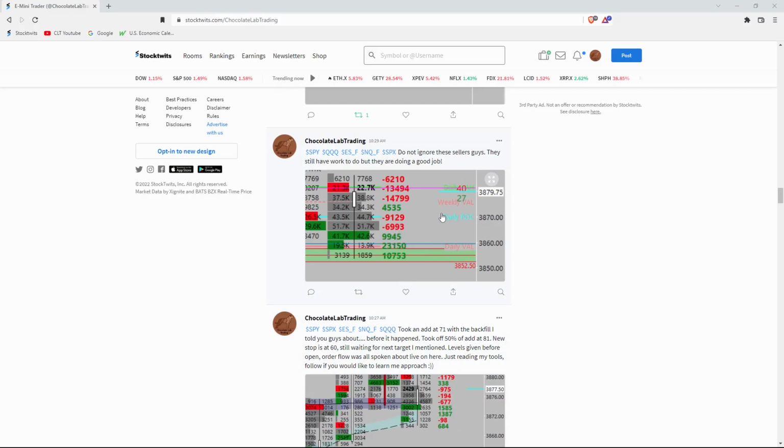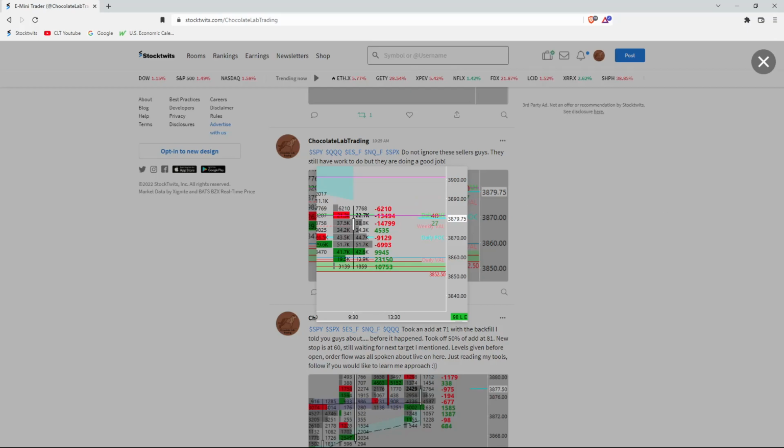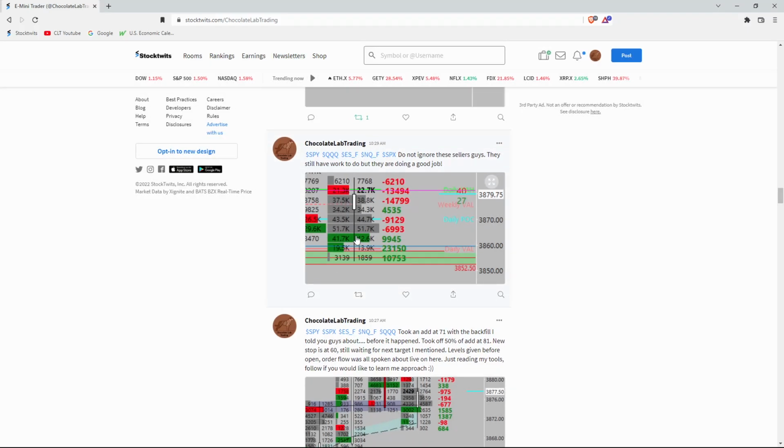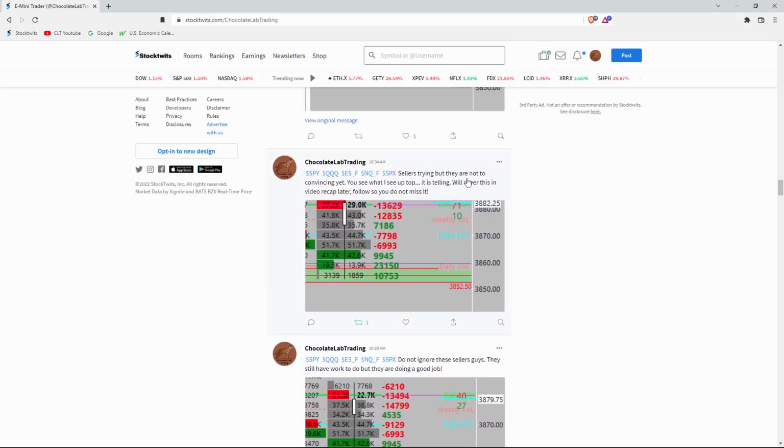Okay, so as we started pulling up, I said do not ignore these sellers, guys. They still have work to do, but they're doing a good job. I won't pull up the full picture for this because I'm just trying to point out this volume node. No huge selling imbalance, no exhaustion on the top, but nonetheless, you can see on the tape that sellers are active and they're trying. So you've got to keep an eye. Sellers trying, but they are not convincing yet. You see what I see up top? It is telling. We'll cover this in the recap.